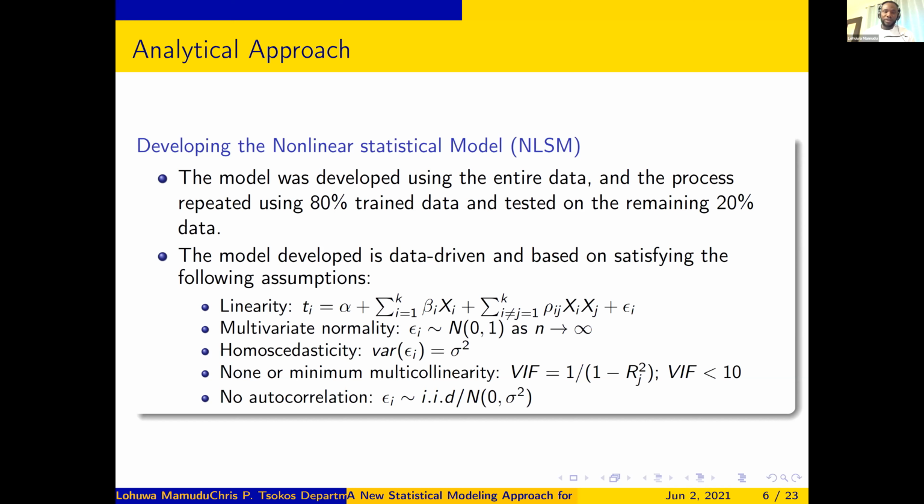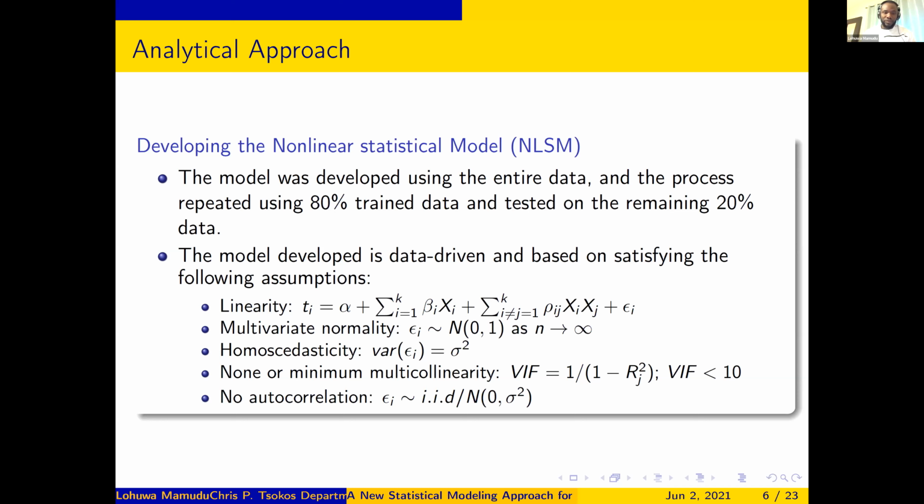Now, the reason is the fact that we have small data. So we wanted to ensure that whatever model we are able to develop is actually efficient and passes any kind of test. So the model was developed. What you should know is this model is data-driven, which means given the model, we can input the data of any given patient, and we should be able to make a good prediction of the survival time of the patient. So these are the assumptions which are going to be satisfied given the model that was developed.